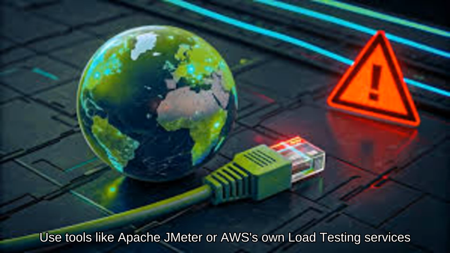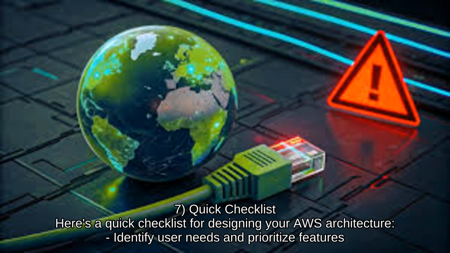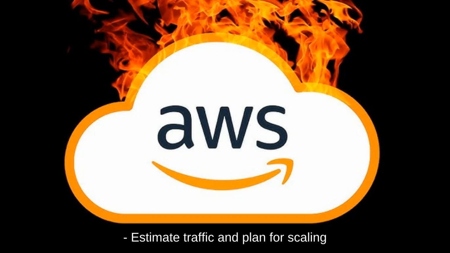Quick checklist. Here's a quick checklist for designing your AWS architecture. Identify user needs and prioritize features. Estimate traffic and plan for scaling. Select appropriate AWS services. Set up monitoring and alerts. Implement security best practices.